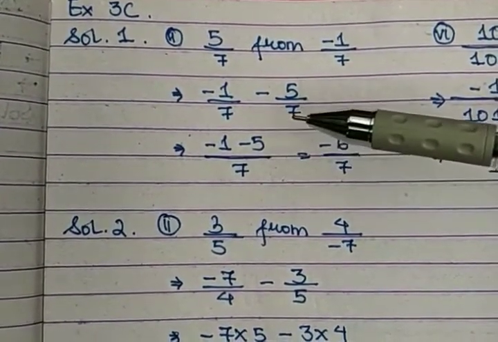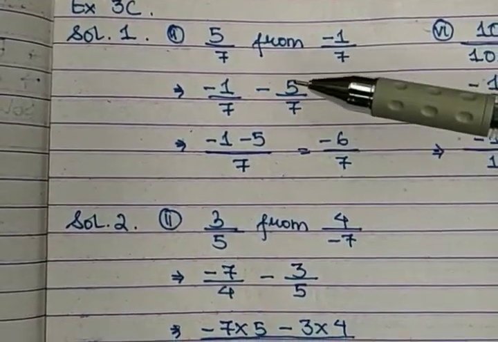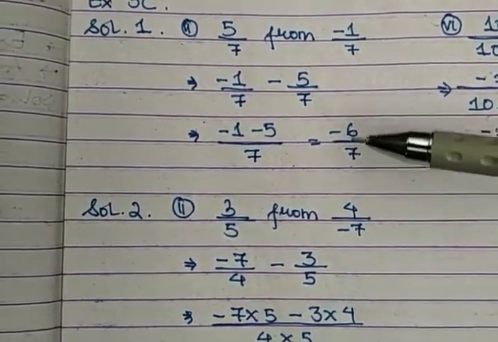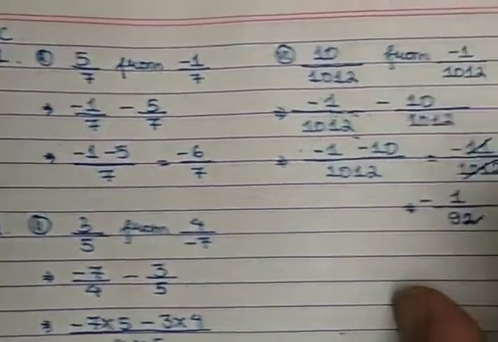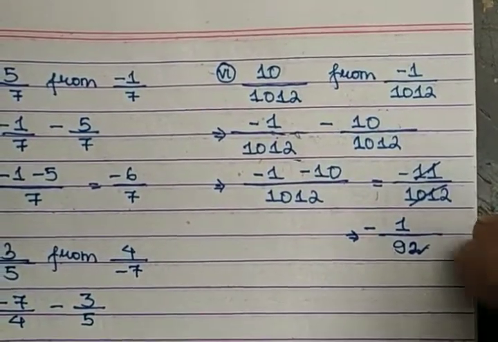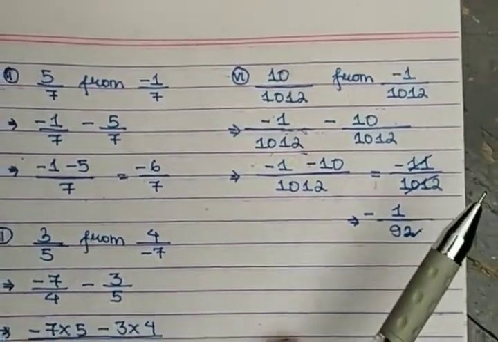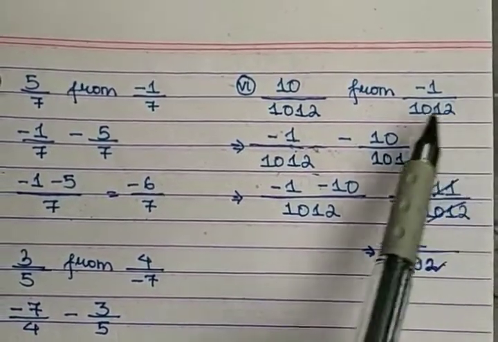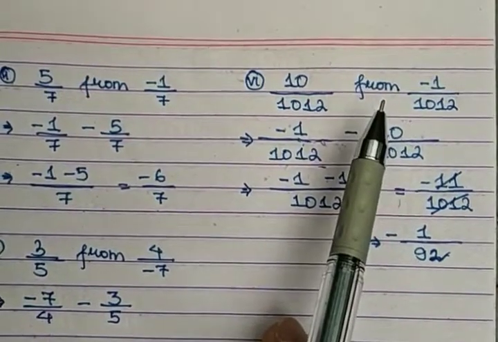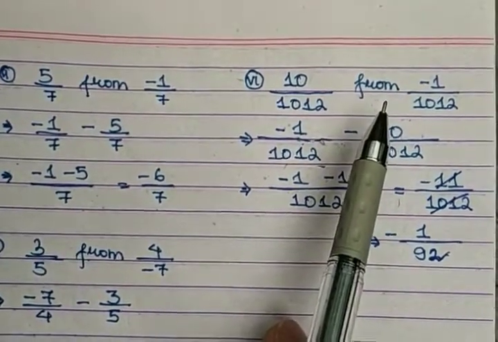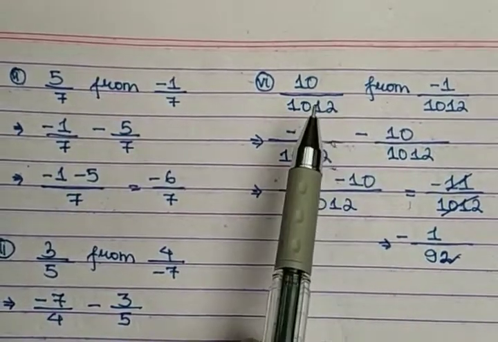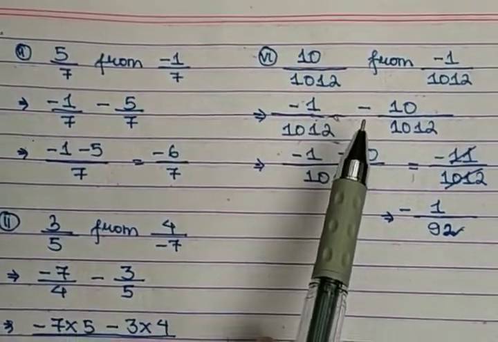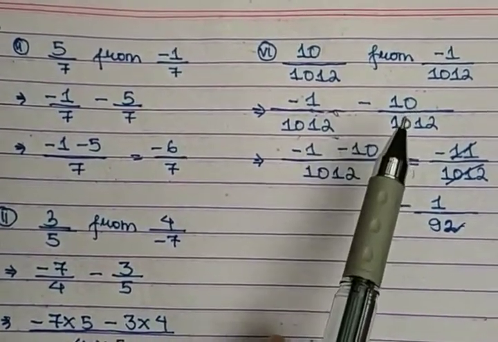So the numerators, again we got like fractions. As I said, we can directly operate the numerators. So we have minus 6 divided by 7 as our answer for the first one. And the sixth one, what I have here is 10 divided by 1012 from minus 1 divided by 1012. Again the same thing will happen here. The term 'from' is there. In case the question is about subtraction, as I already said, the second term comes first, the first term goes second. So the second term came first, and in the second step, minus the first term came second, again like fractions.